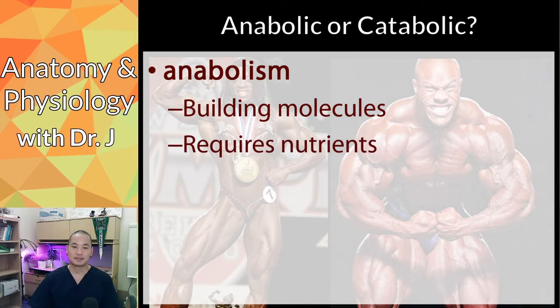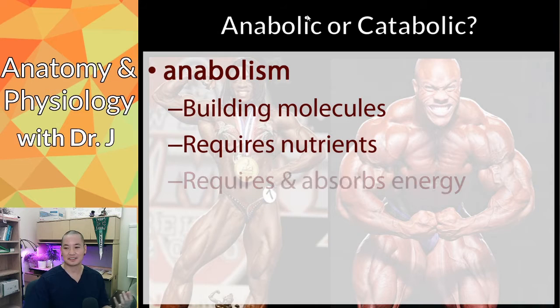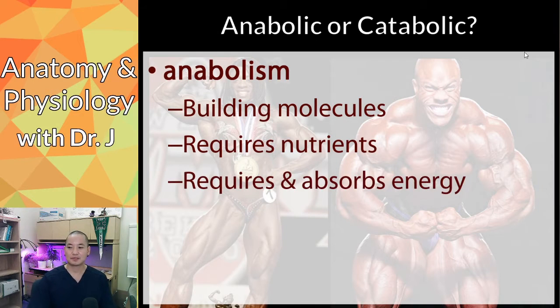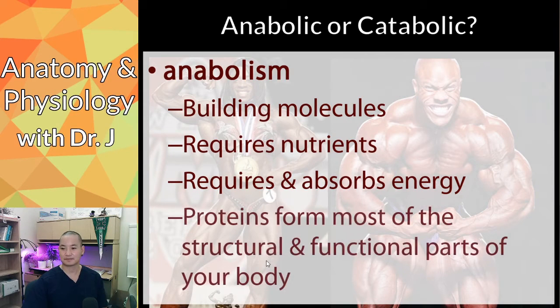So it requires nutrients. How do you make a protein? Well, you need amino acids and you need to build all of them together to form a polypeptide. And sometimes some proteins need multiple polypeptides. So you need nutrition, and it requires and absorbs energy. Anabolism is also expensive. It takes energy to get like those people, and the same goes for anabolic reactions. They require energy to occur.